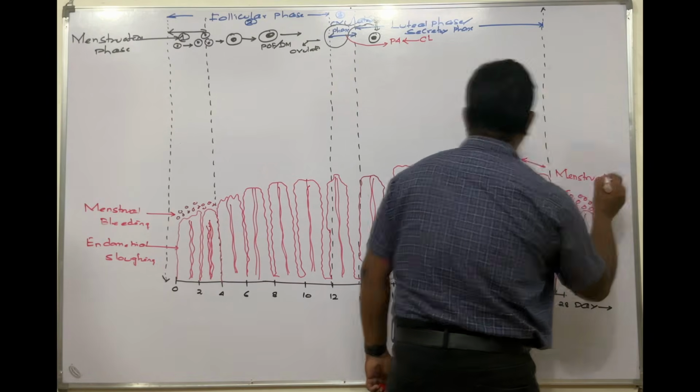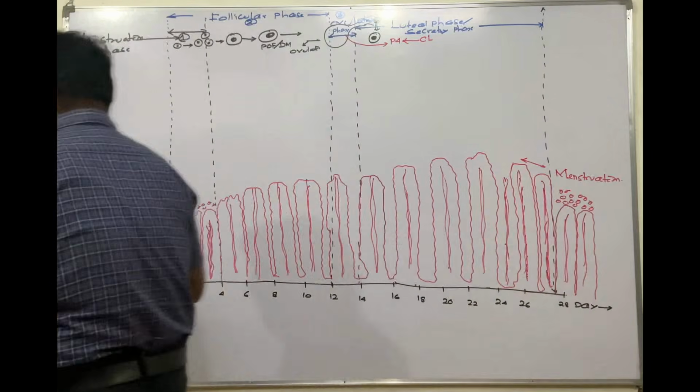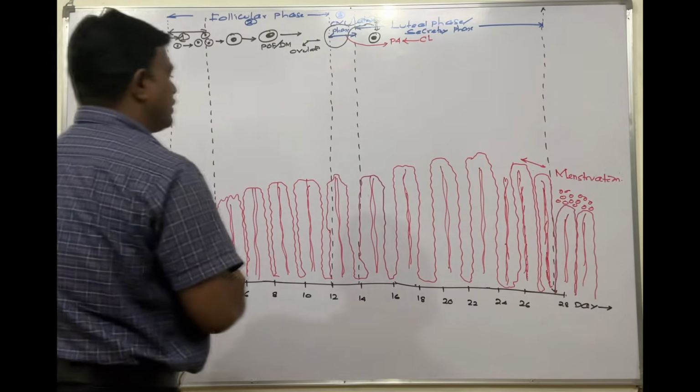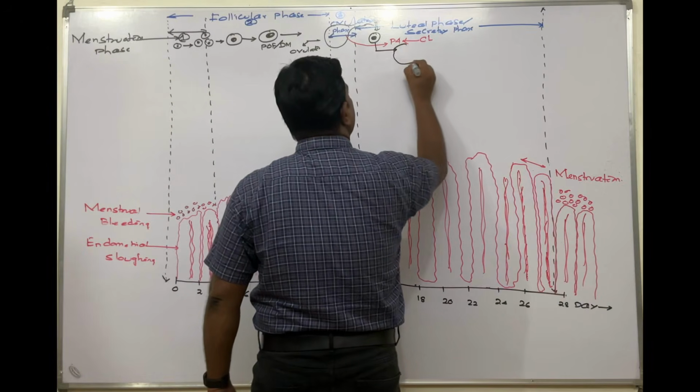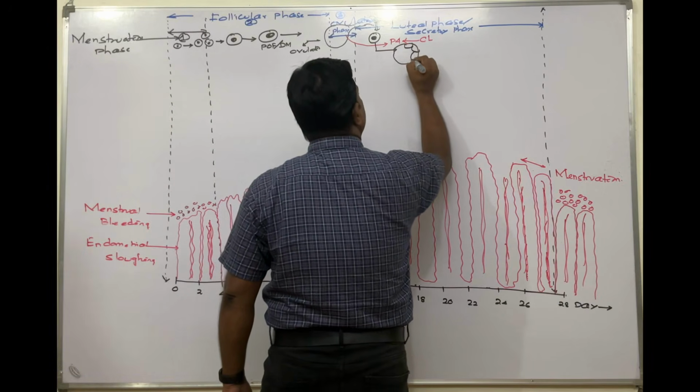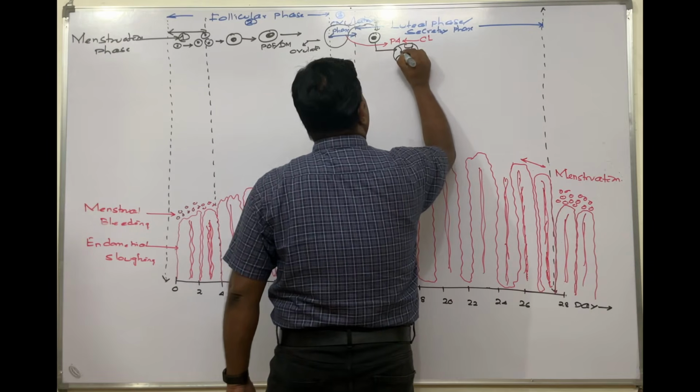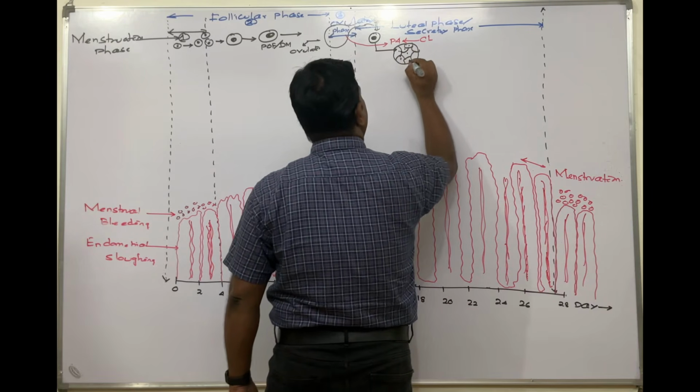Do not forget this. Come back to the ovary. The corpus luteum is formed. Here, the corpus luteum is formed. These are the luteal cells. The granulosa cells are converted into luteal cells.